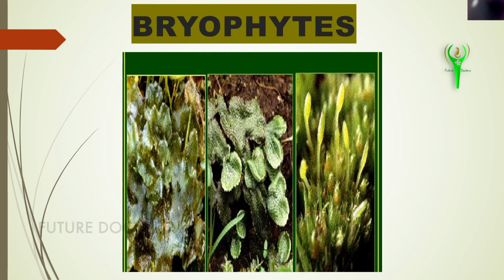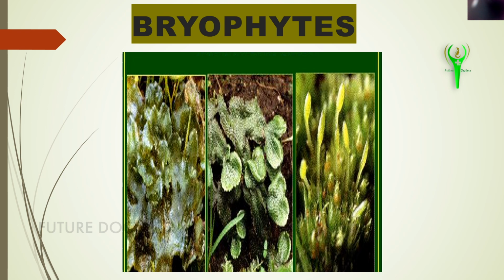The next is the class Bryophytes. Bryophytes include various mosses and liverworts. They are non-vascular embryophytes characterized by the presence of an independent gametophyte and a dependent sporophyte. Bryophytes commonly grow in moist, shaded areas in hills. They are also called the amphibians of the plant kingdom because they can live in soil as well as in water, but they are dependent on water for sexual reproduction.